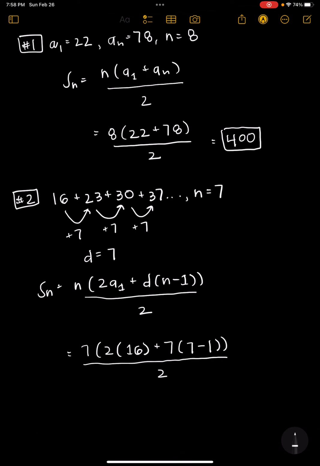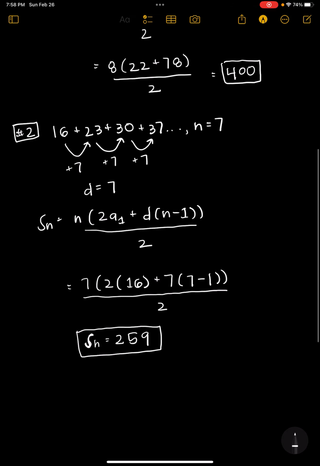Okay, so now I can plug that into a calculator, and I would get 259. So my sum, if I had 7 numbers and I added them all together, the sum would be 259. And we use S sub n to say sum, just because sum starts with S.